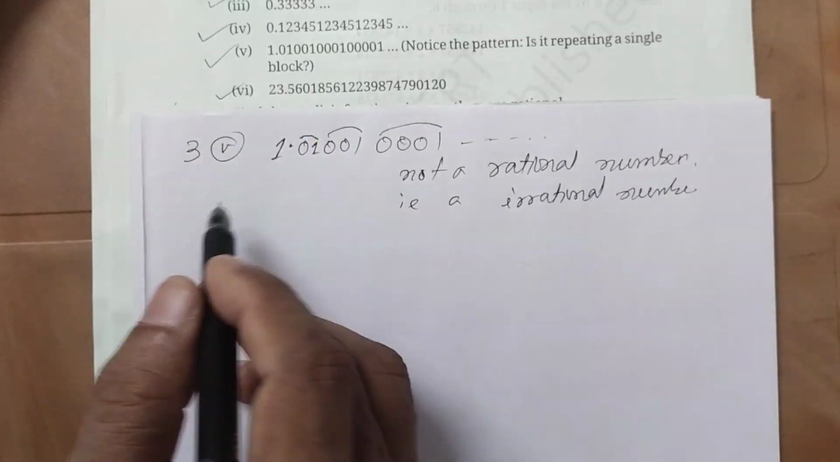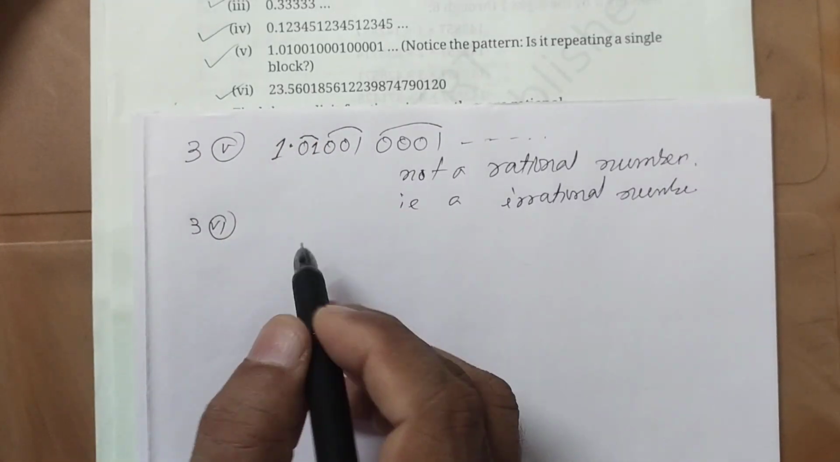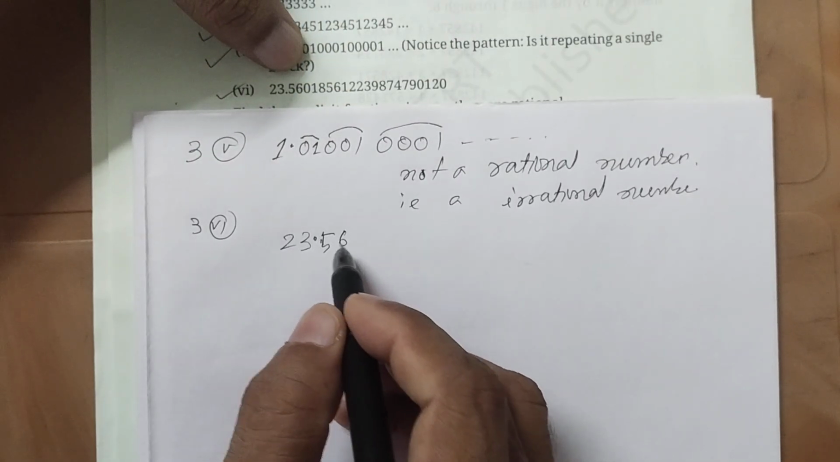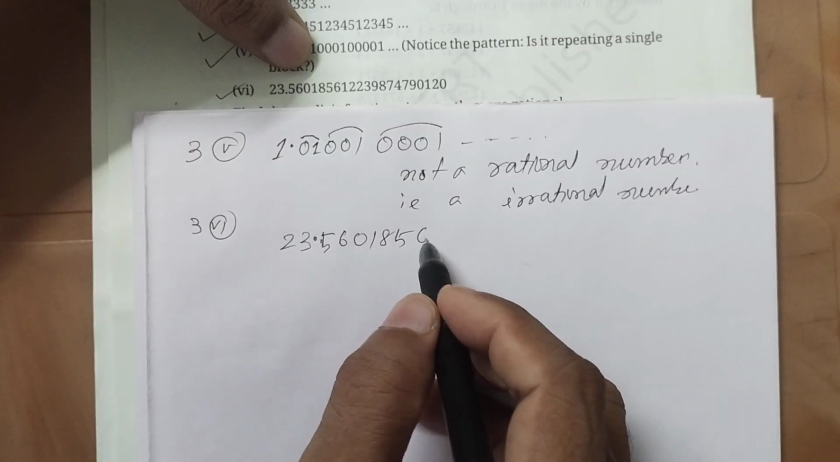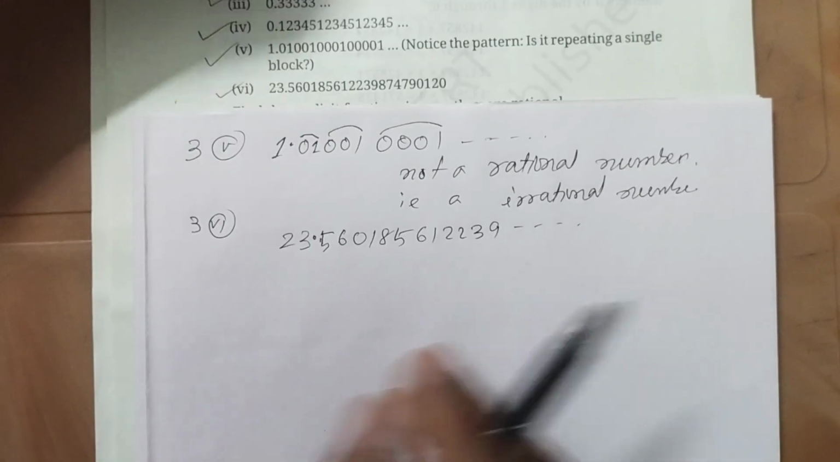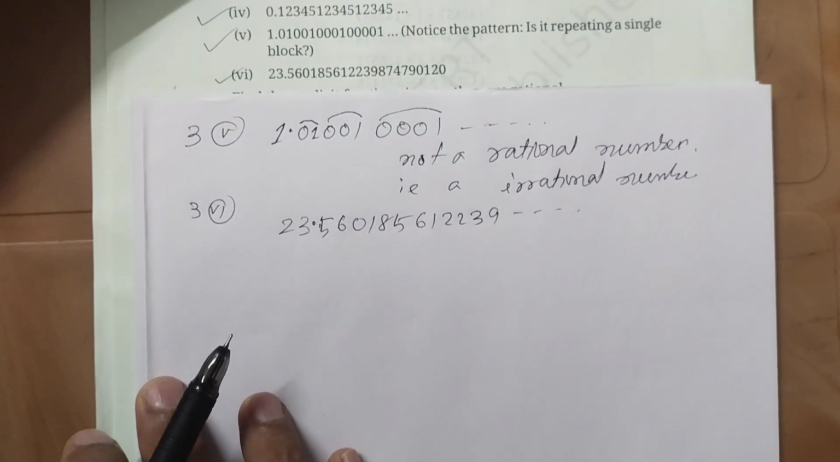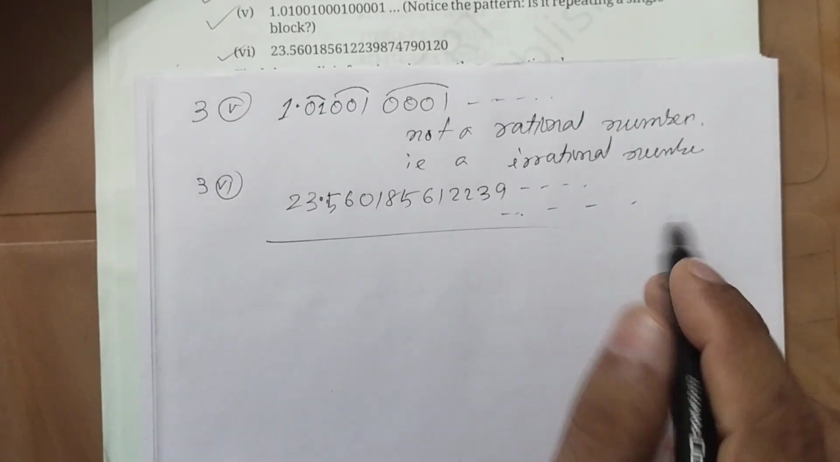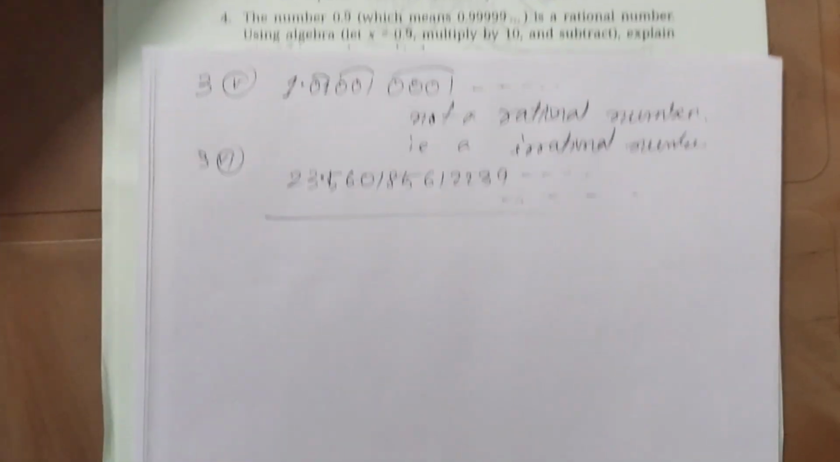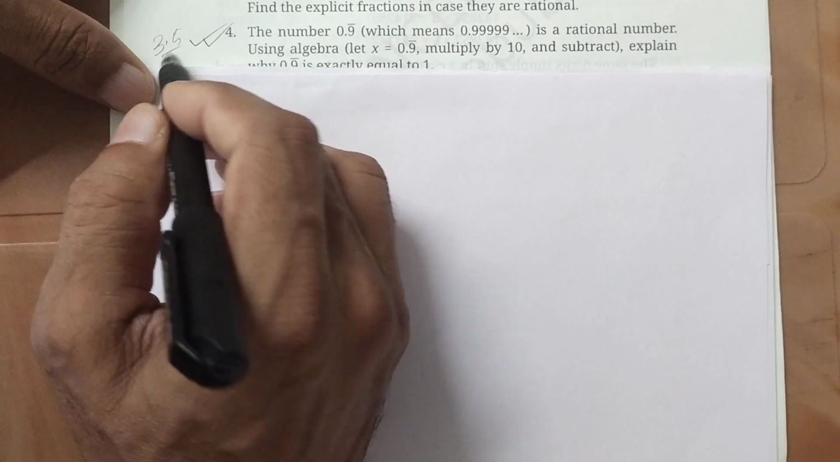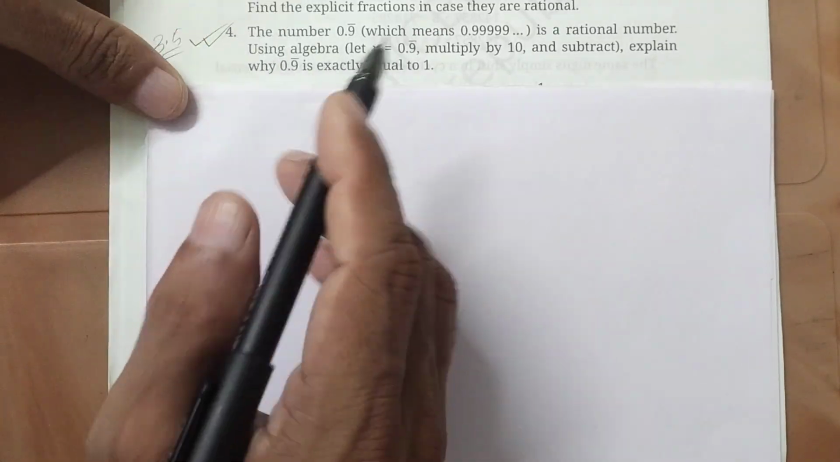Then the last one, you see 3 6, it is 23.56018561223 9. There is no repeating block, you see, there is no repeating block. So this is not a rational number, it is an irrational number, you can mention. Then question number 4, exercise 3.5, question number 4, that is the last question actually.